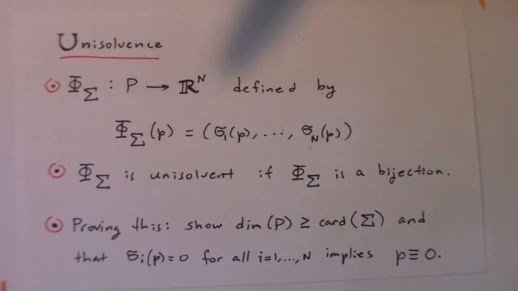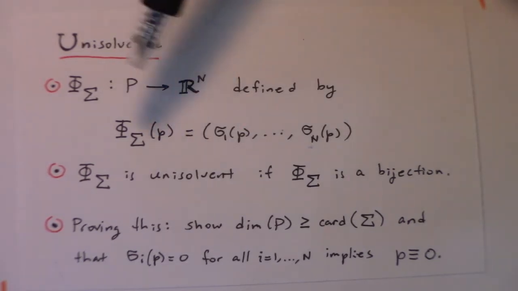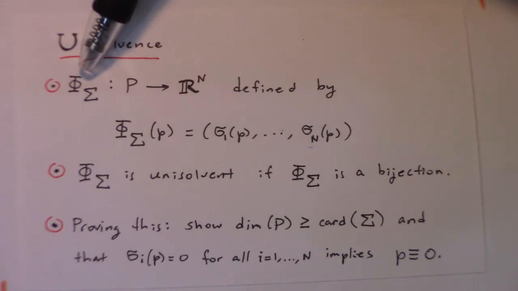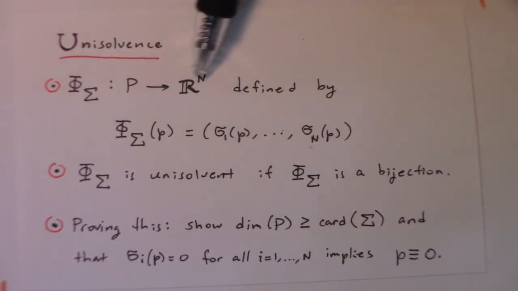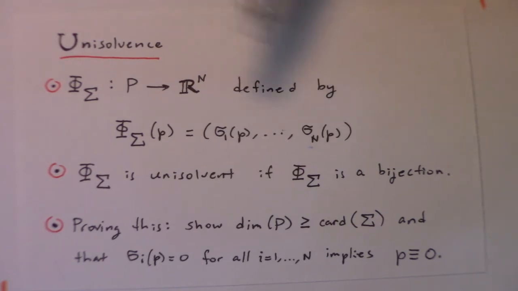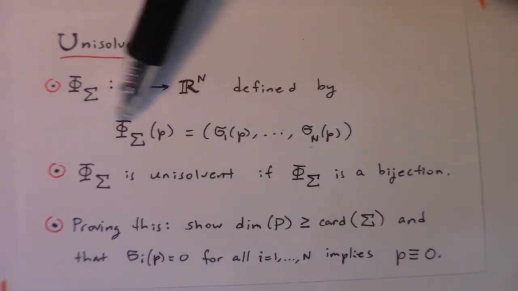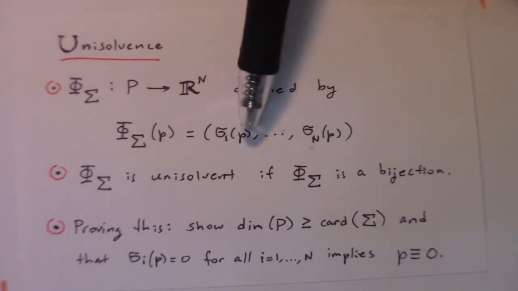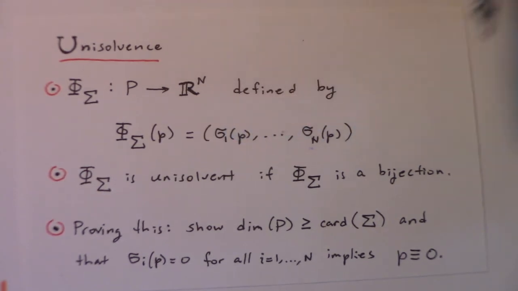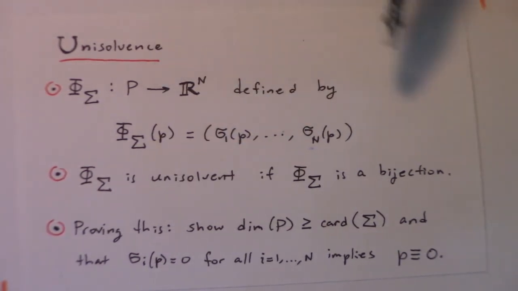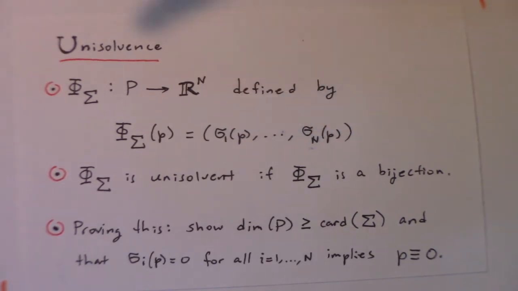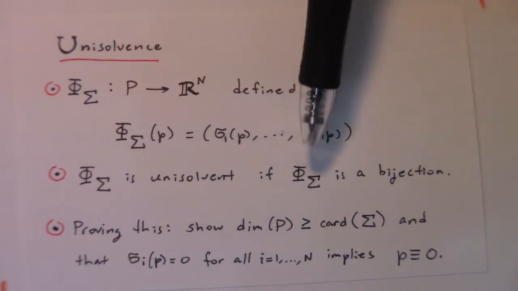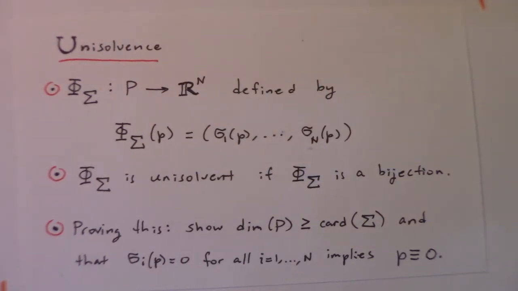Okay, so the idea of unisolvence is, we mentioned that it uniquely determines functions in P. Specifically, what that means is if you consider this mapping from P to Rn, and remember n is the number of shape functions that you have, we define that mapping as such. You plug in a function from capital P into here, and we take sigma 1 of P up to sigma n of P, and we make that a vector. So for the idea of unisolvence to hold, we need that phi sigma be a bijection.